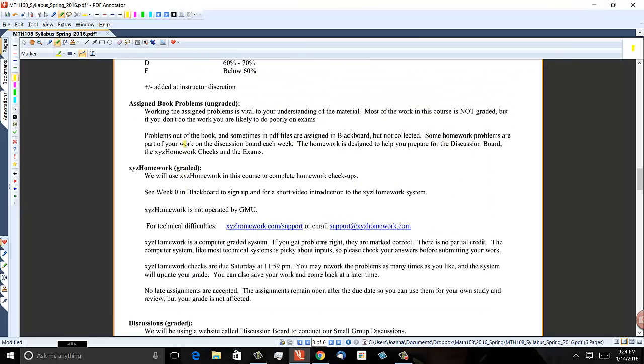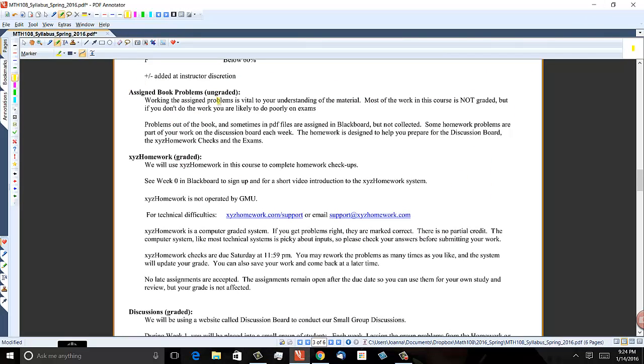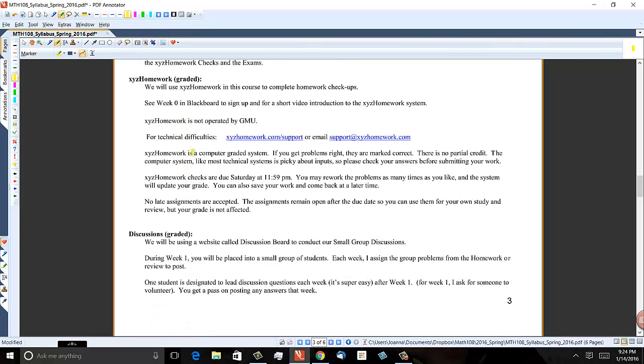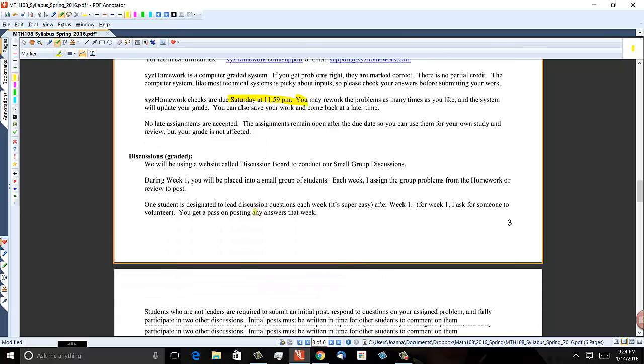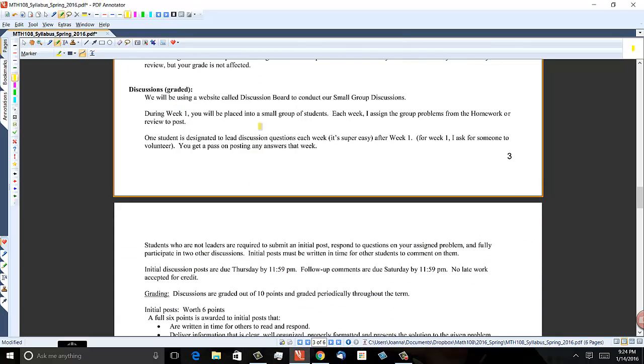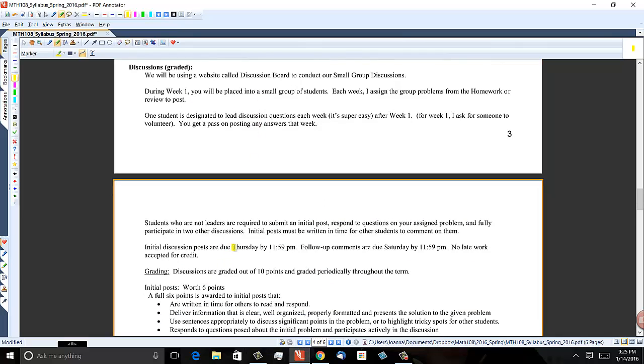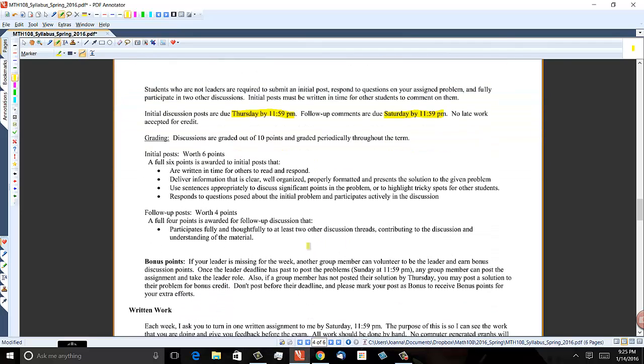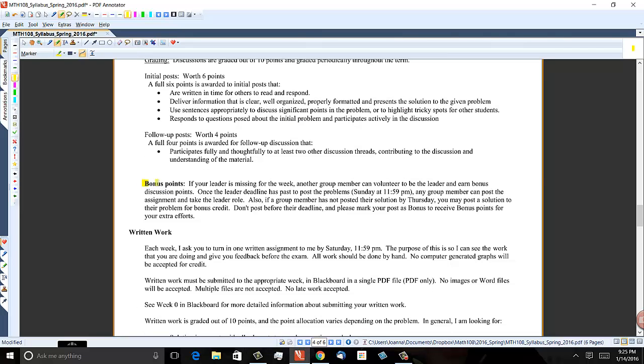Okay, so that's kind of the information in the syllabus. There are assigned book problems. XYZ homework is due every week, Saturday at 11:59 p.m. Discussions are graded. Your first post is due Thursday, and follow-up comments are due Saturday. You'll see here kind of the grading breakdown, so if you want to think about this when you're writing your discussions, that might not be a bad idea.